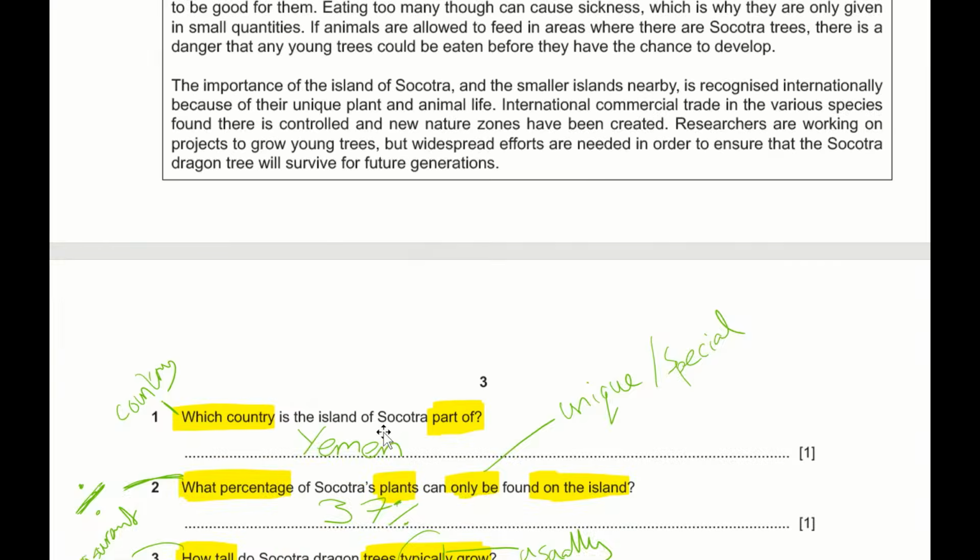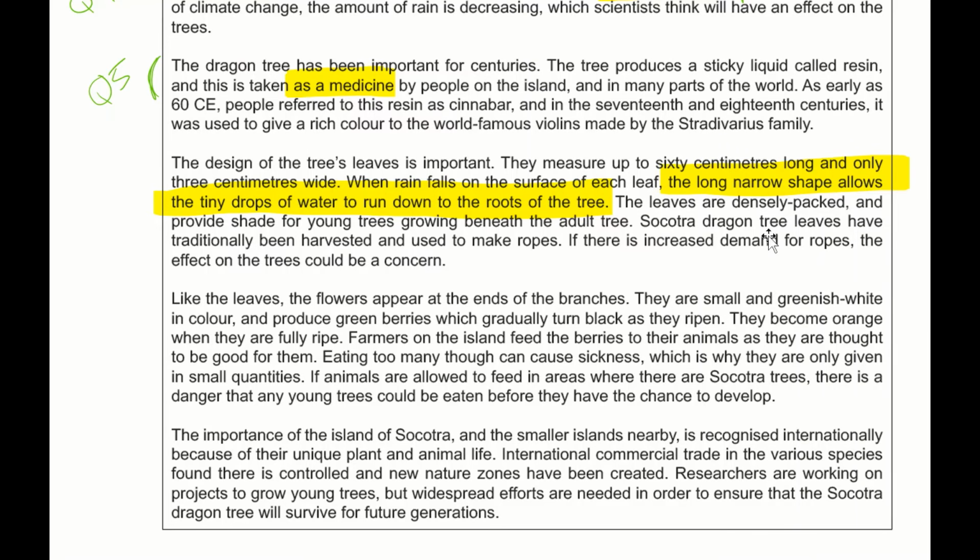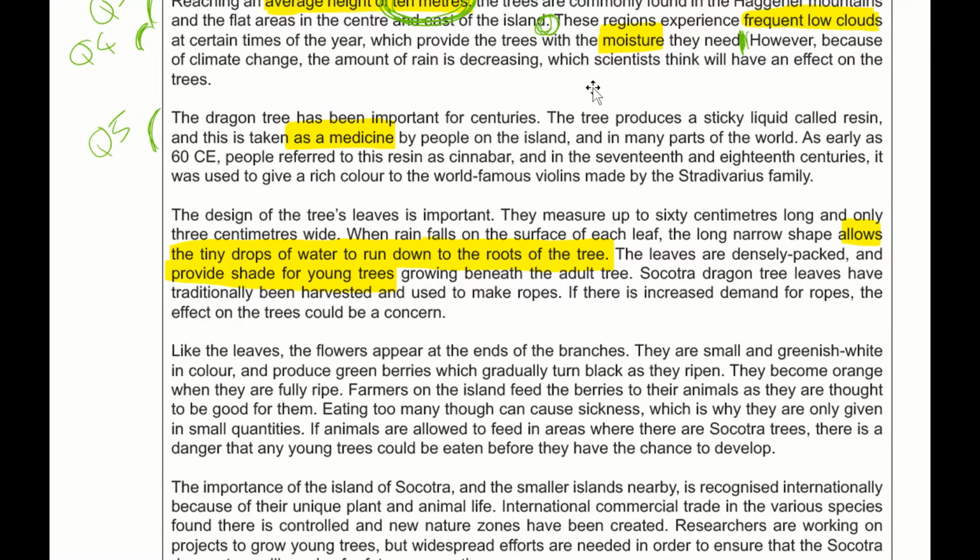Okay, that's the answer, but I'll go back to the question. It says give two details. So the leaves are densely packed and provide shade. There we go. Provide shade for young trees growing beneath the adult tree. Okay, now I'm not happy with this first one because it seems very long. The long, narrow shape allows tiny drops of water to run down to the roots of the tree. I'm going to highlight allows tiny drops of water to run down to the roots of the tree. There you go. Okay, so they're my two answers here for question number 6.